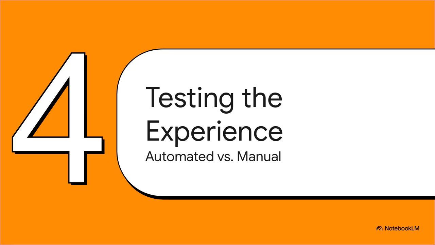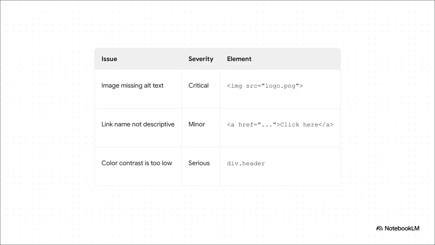But here's the thing. Building all these features is really only half the battle. How do you know if any of it actually works in the real world? Well, that's where the most crucial step comes in, testing. So a lot of developers start with automated tools. These are basically programs that scan a website's code and can instantly flag a bunch of common problems. Things like an image that's missing its text description for a screen reader, or text colors that are way too hard to read against a background. It's a great first pass.